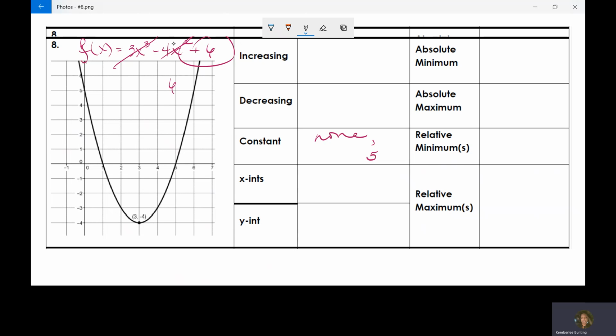Yes. Which one are you talking about? This one. The y-intercept. Okay? The y-intercept. It crosses 0. Alrighty.